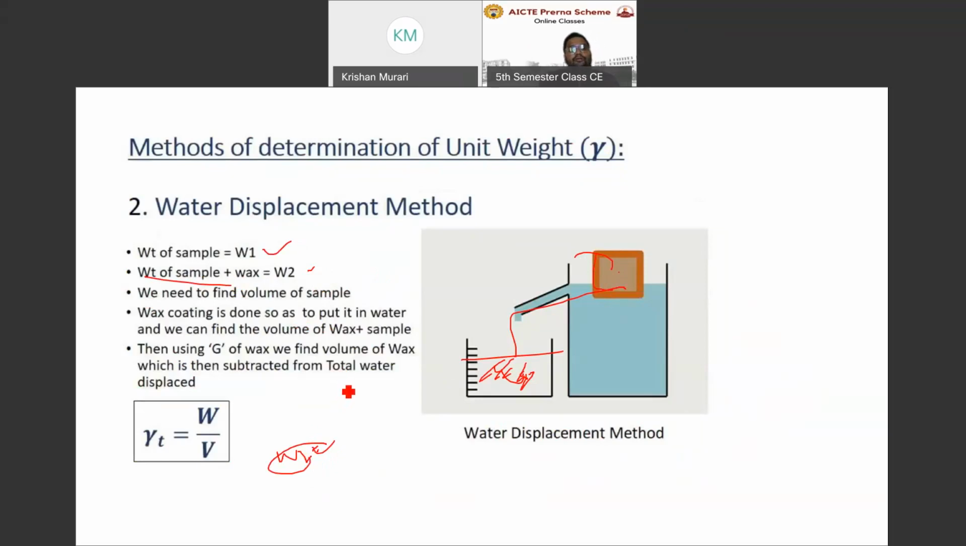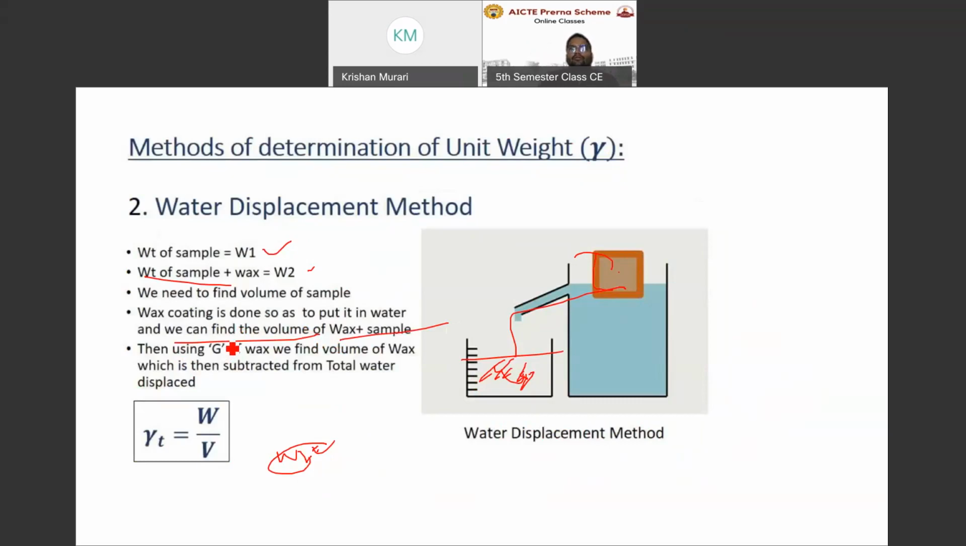Okay. You need to find out the volume. What is the volume of the sample? The volume of the sample is measured from the measuring flask. The wax coating is done and put in the water, and we can find the volume of wax plus sample. Then using G. What is G? G is the specific gravity.